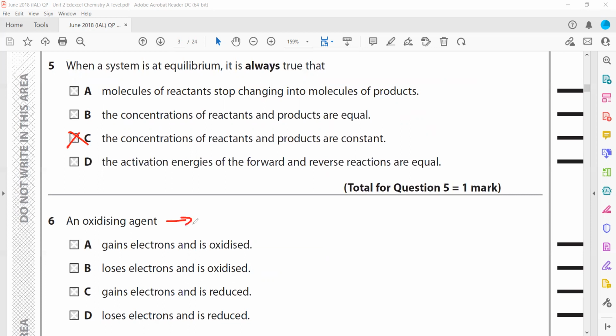And what is the definition of oxidizing agent? An oxidizing agent by itself is reduced, and reduction means gain of electrons. So the substance which gains electrons, it is reduced, that we call an oxidizing agent or oxidant. And a reducing agent is the substance which is oxidized or loses electrons.